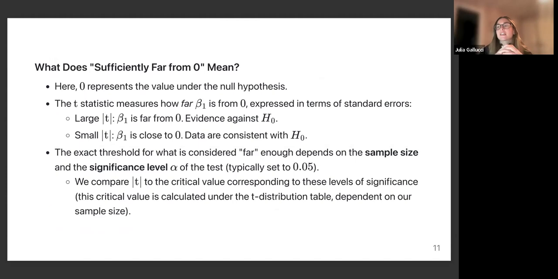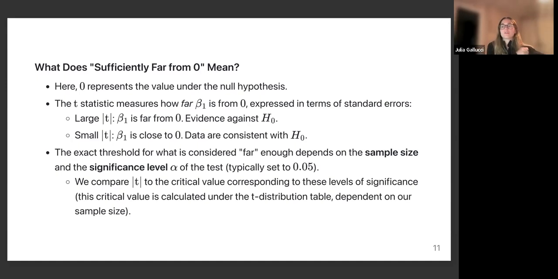So if the t-statistic is large, it suggests that the beta coefficient that we computed is far from 0, and this provides us with evidence against the null hypothesis. In other words, there's evidence of a relationship between the predictor and the outcome. However, if the t-statistic is small, it suggests that this beta coefficient is close to 0, meaning that there's not enough evidence to reject the null. In other words, there's no significant relationship between our predictor and outcome variable.